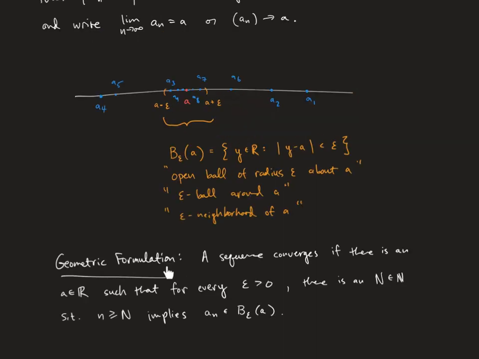Okay, so I'll write down that geometric reformulation. Geometric reformulation: a sequence converges. That means that there's an A in R, such that for every epsilon greater than 0, you can identify a natural number so that for every element of the sequence after that natural number, that element of the sequence falls into the epsilon ball around A. Okay, so you put a little ball around A. You have to be able to identify some point in the sequence after which everything in the sequence is falling in that epsilon ball.